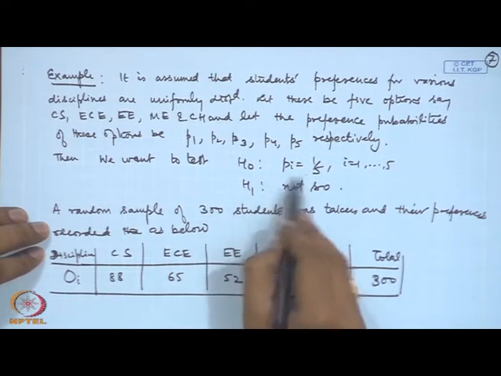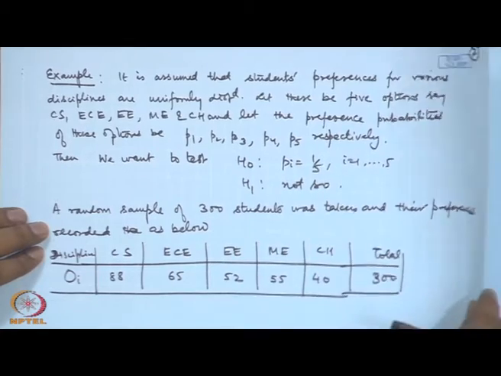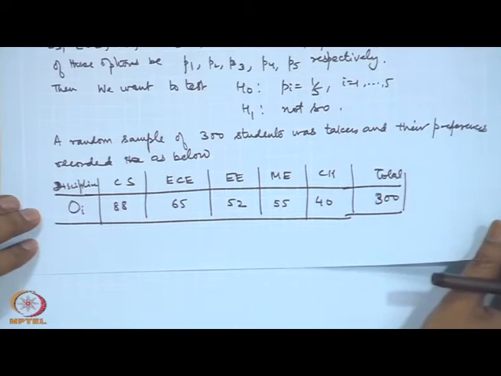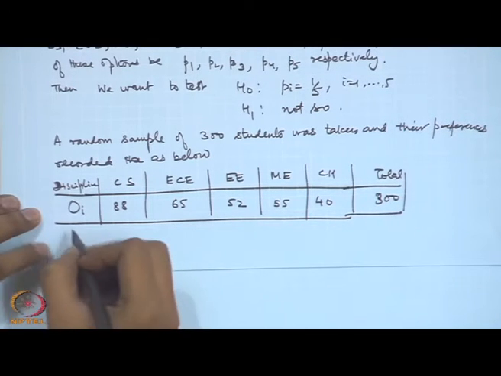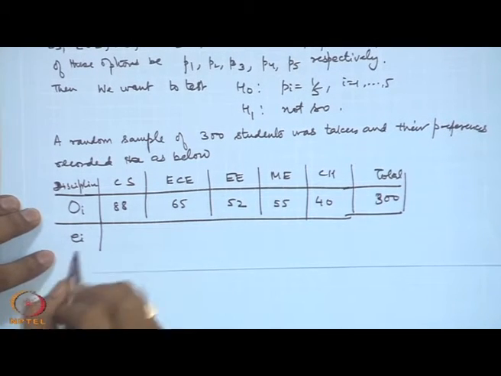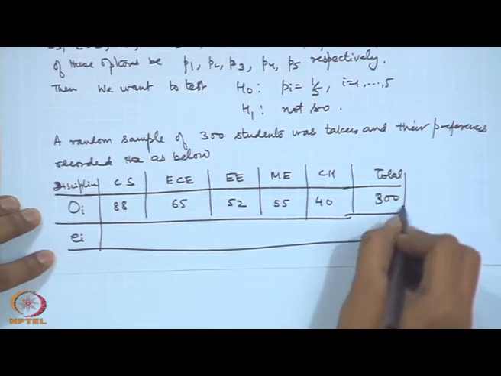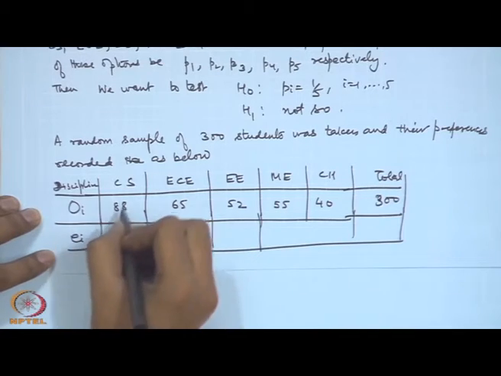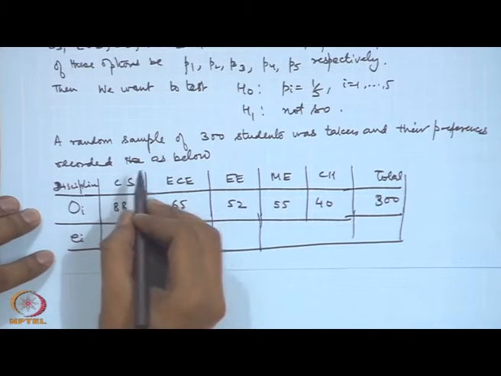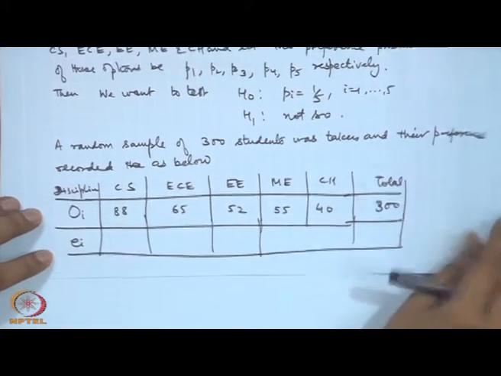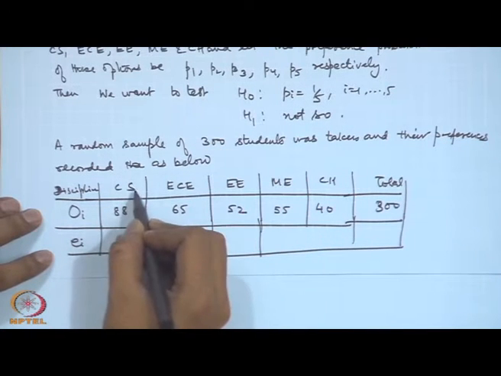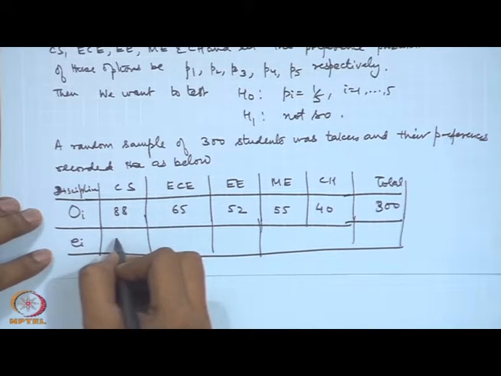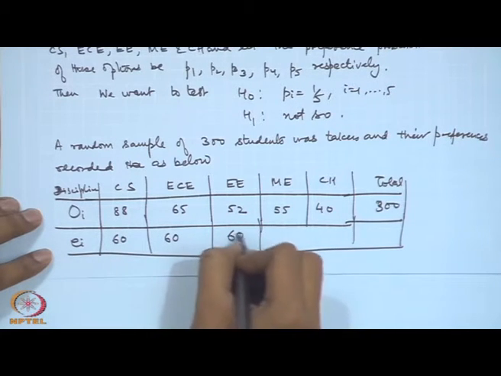So, we want to test whether the preferences are uniformly distributed or not. So, we consider here the E_i's. E_i's are the expected frequencies of each group. So, if the total number is 300, we are assigning probability 1 by 5 to each group. So, the expected frequency will be 60.